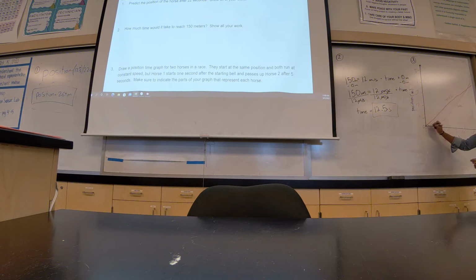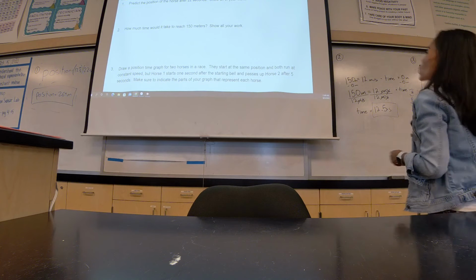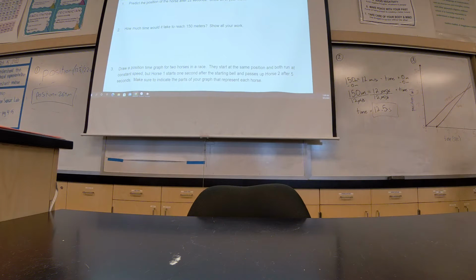So I didn't give Sebastian any ruler for this, but we want these to be nice straight lines. And then it says, after 5 seconds, horse 1 passes up horse 2. So here's 5 seconds, and it's not perfectly lined up, but this would be where our 2 horses end up crossing, right here at 5 seconds. Horse 1 passes horse 2. Do you guys agree? Yes.